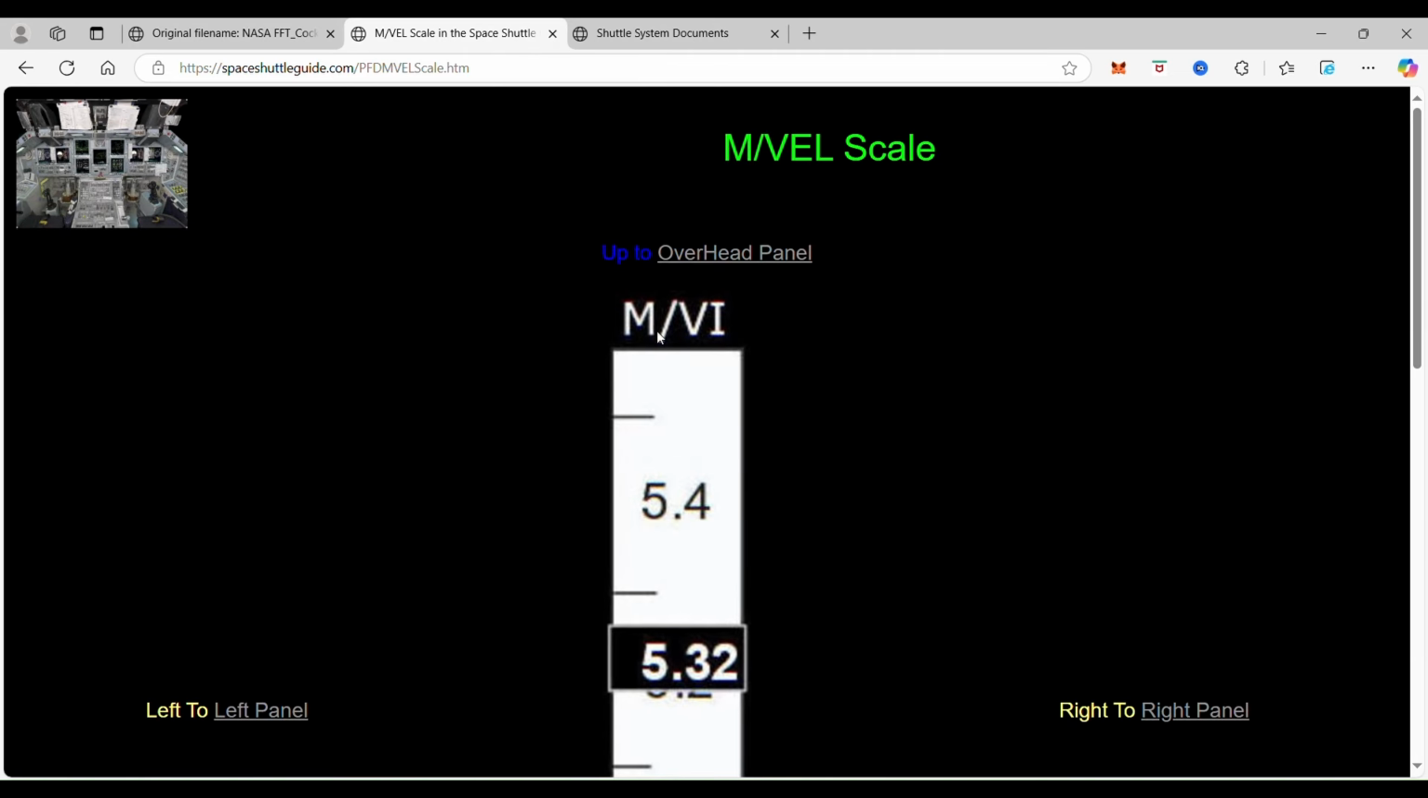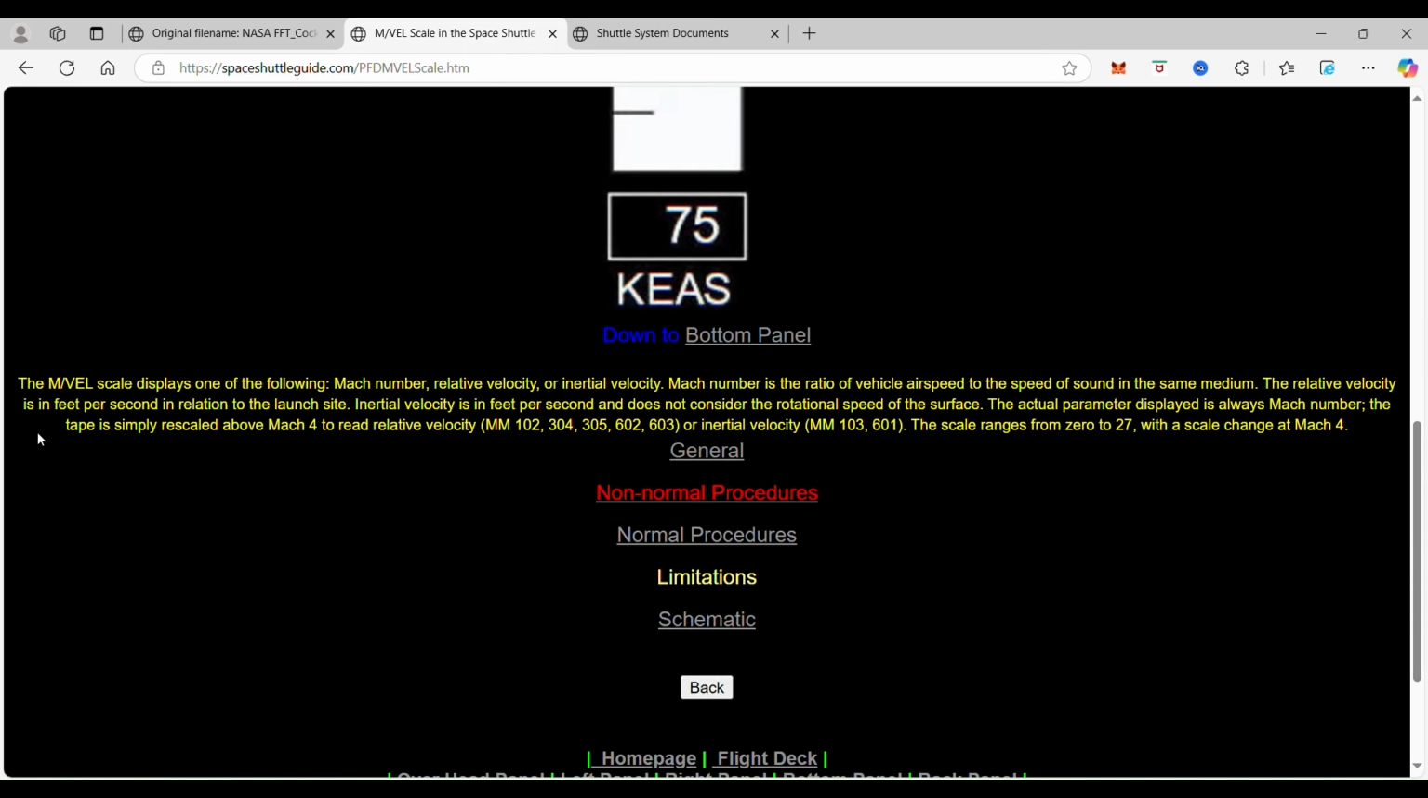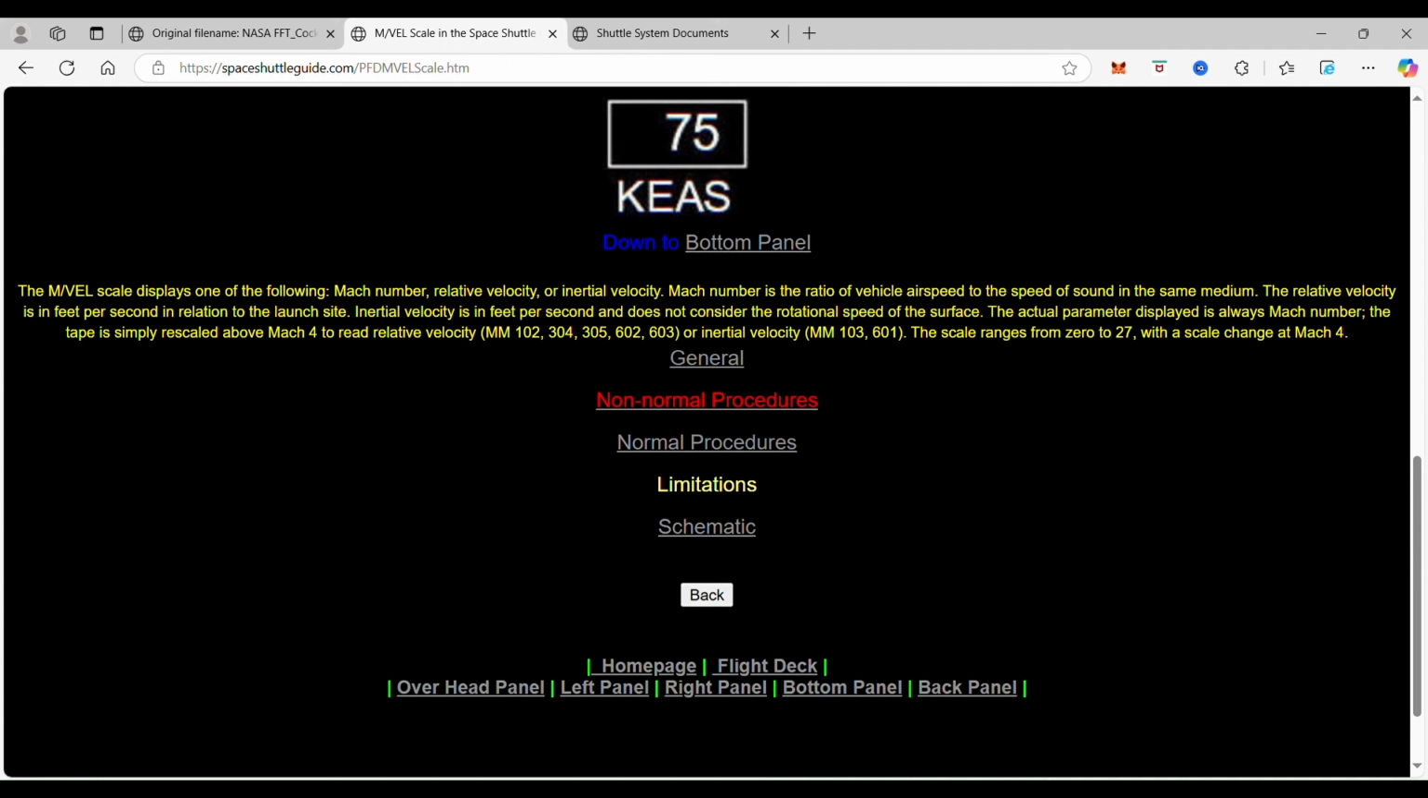So we have the velocity here as it's lifting off. It's also the inertial velocity in feet per second and does not consider the rotation speeds of the surface. The reason is that when something is moving in a rotation that has a velocity, it actually has an acceleration. So this is just the inertial velocity of the spacecraft.